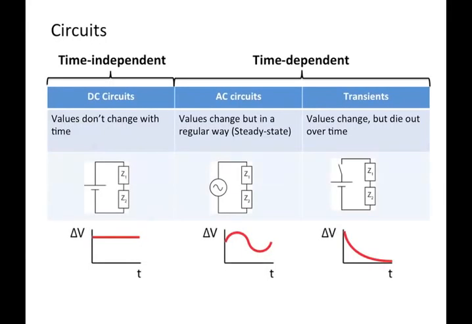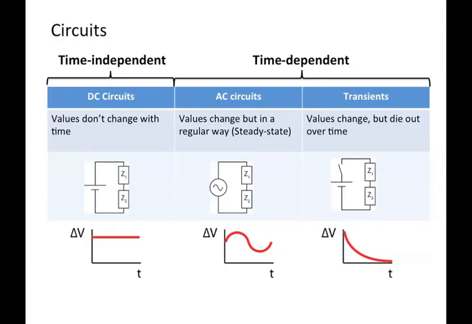Today's podcast, I'd like to continue our conversation about AC circuits. So just to set us into context, on this left side of the screen we have DC circuits. These are time-independent solutions that are always the same, right? We put a voltage on two resistors. We always measure the same potential across those resistors. They don't change with time. Okay, so those values don't change with time.